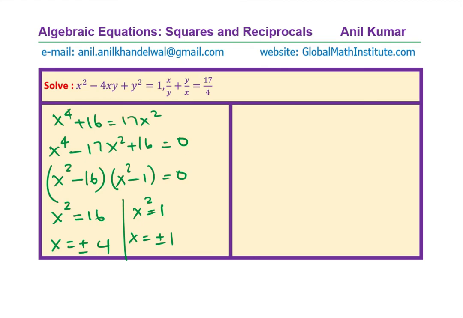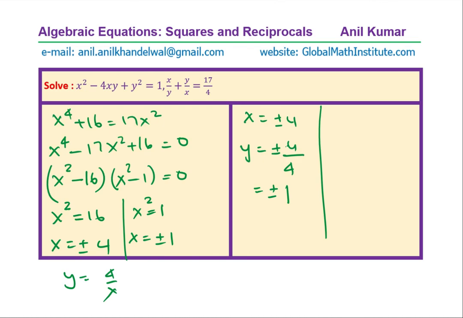Once you know these values, you can find the corresponding y values, correct? Since we know y is 4 over x, we can find the y values for both the x values. So if x equals plus or minus 4, then y is equal to plus minus 4 over 4, which is plus minus 1. And if x is equal to plus minus 1, then y is equal to 4 over plus minus 1, which is plus minus 4. So we get all our solutions.